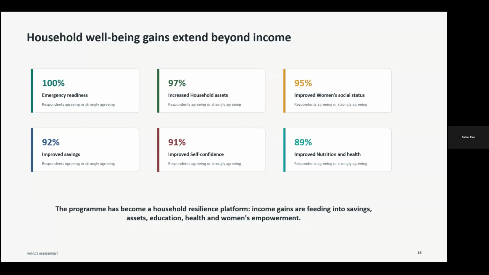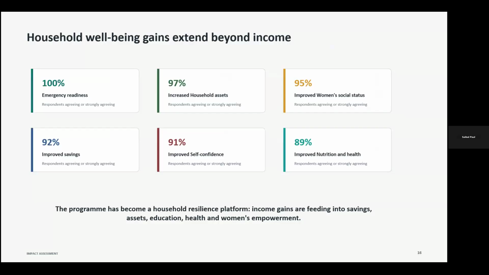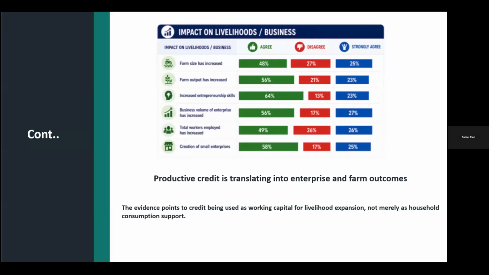Can you please flip it? We have only 10 minutes, but can you please flip it? So you were telling that, no, flip that. This 49% total workers employed has increased. So generally, 49% of the people agree with this. No, those who are having enterprise where they have recruited people. Are you talking about them?